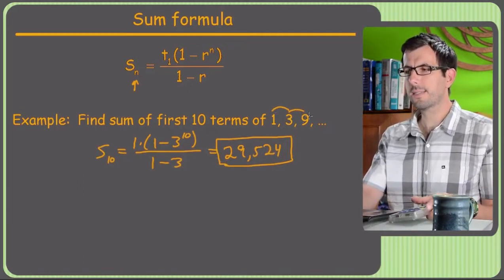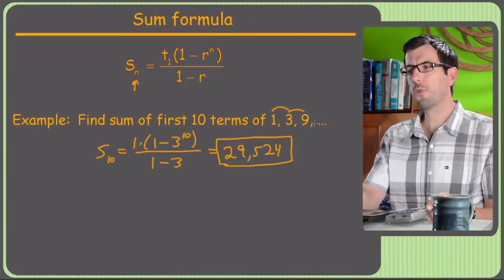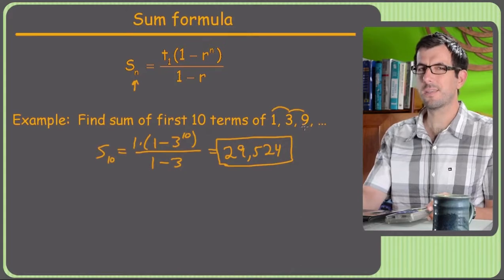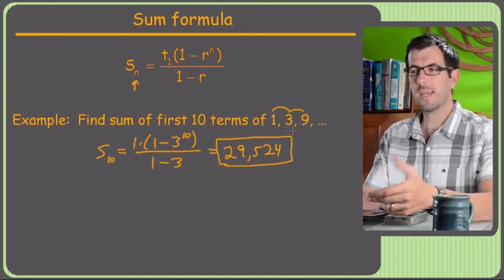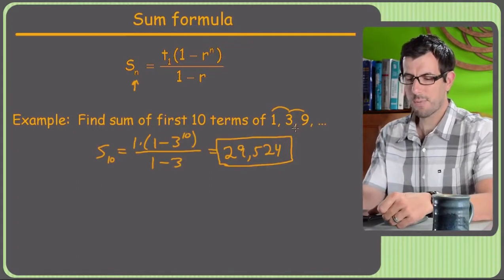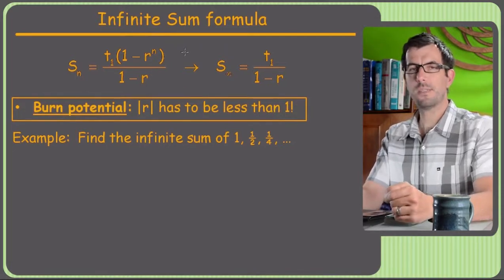But you can sort of see how you get some really big numbers going. Keep multiplying by 3 to get term after term after term. You can see you're getting some really big numbers. So 29,000, it's not unreasonable. If we had gotten 29 million, I'd be a little skeptical, but heck, I'm not even sure that would be that bad. All right, so infinite sum formula.